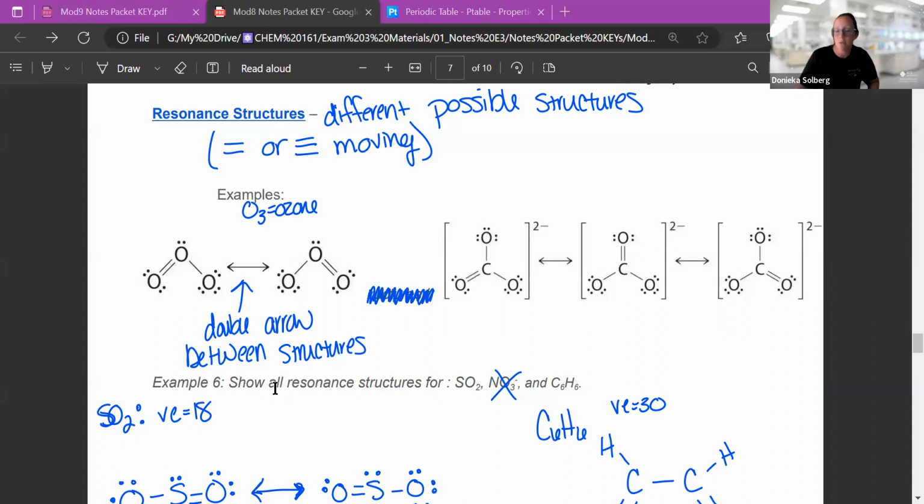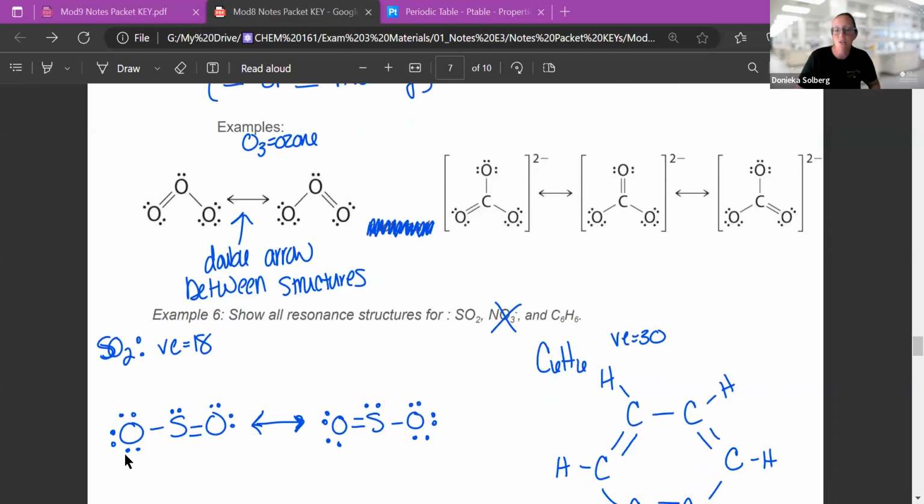So in example number 6, I want you to show all the resonance structures for SO2 and C6H6. C6H6 is a little hard, but I do want you to try at least to do SO2 and then check your answer. So go ahead and pause it and do it. Okay, SO2 is going to look like this. I drew my Lewis dot structure. I only had 18 valence electrons, so it should look like this. Everything has an octet. I don't need to make two double bonds because that's going to screw everything up. So it could be either here or here.